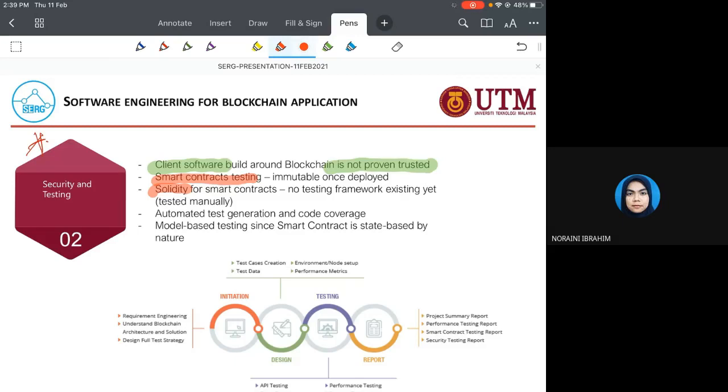Okay, and then the need for automated test generation and code coverage. These two things are very important. Why? Because once you create the smart contract and put it into the block, you cannot change that smart contract. That's the problem of the blockchain. Because it is too secure, when you apply it to the block, you cannot change it.